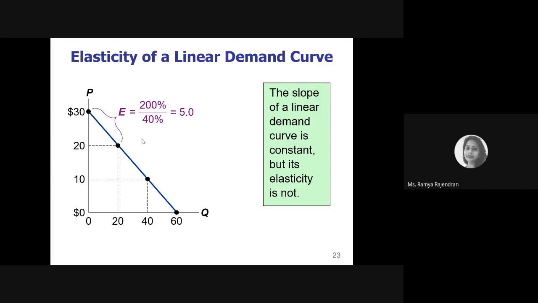Because when you see the price dropping from $30 to $20, and the quantity increasing from 0 to 20, the elasticity is 5. Here the elasticity is 1. And again for the third range, we see the elasticity is 0.2.